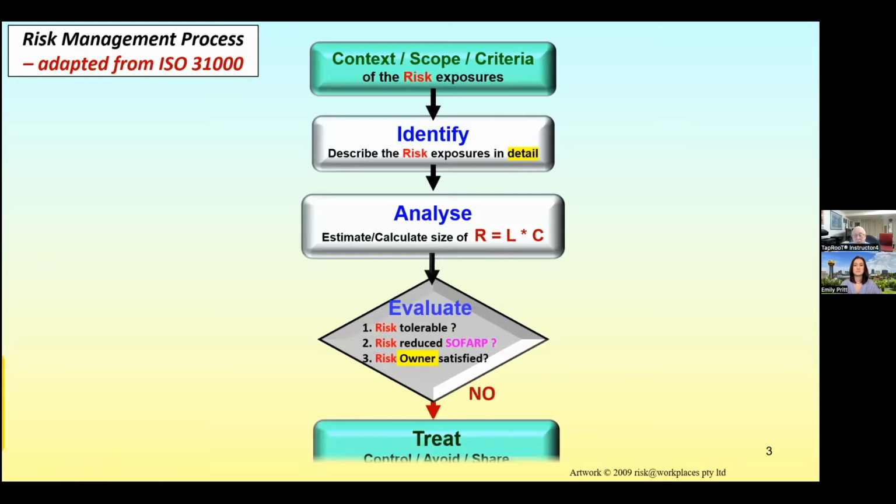And if you get no to any one of those questions, that the risk isn't tolerable or the risk hasn't been reduced so far as reasonably practical, or the risk owner is not satisfied, then you have to treat or control and avoid and share the risk. And if you do that, once you come up with new controls or different controls, or you're deciding to avoid and share, you just better make sure, and the red arrow showing you, better go back and get the size of the risk, what the size of the risk will be and how it will be changed if you implement the things you've decided down here. So you've got to keep going around that red circle until you get yes to all of these questions.